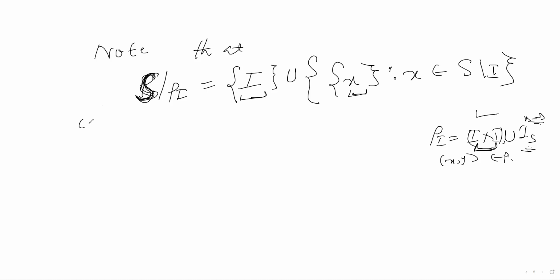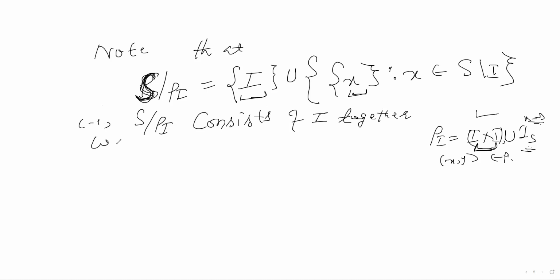Okay, so that is to say that S over rho I consists of I together with elements of S minus I.